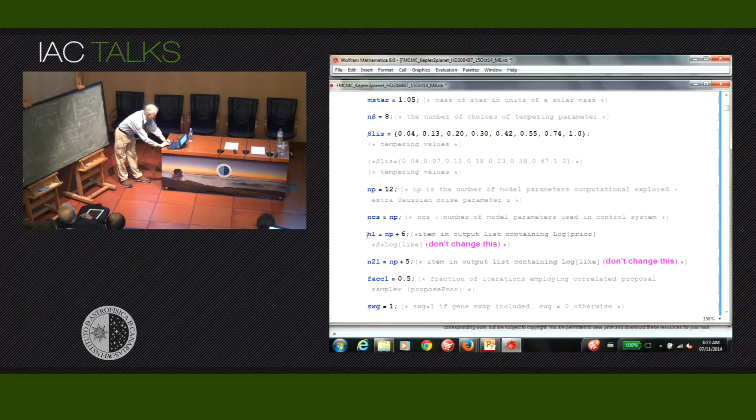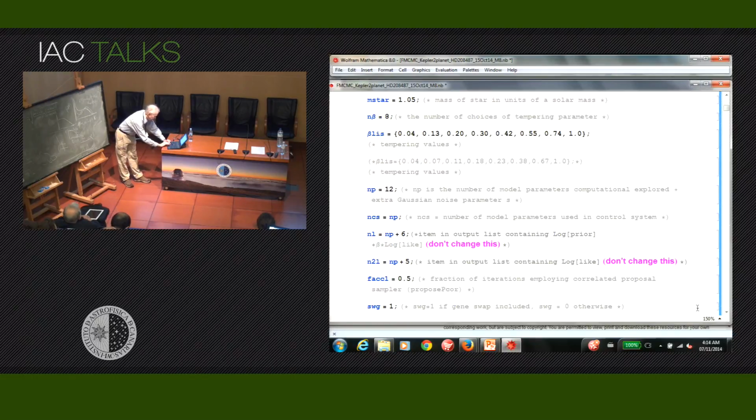The total number of interesting values that I want to restore is NL, and that's NP plus 6. So there are 6 additional items containing things like the log prior plus beta log likelihood. And the N2L, which is NP plus 5, is just a special one which contains the log likelihood.